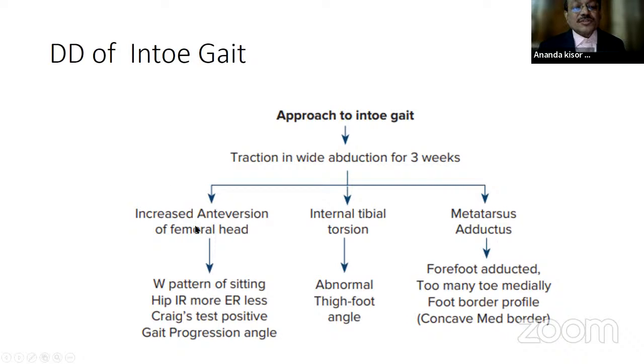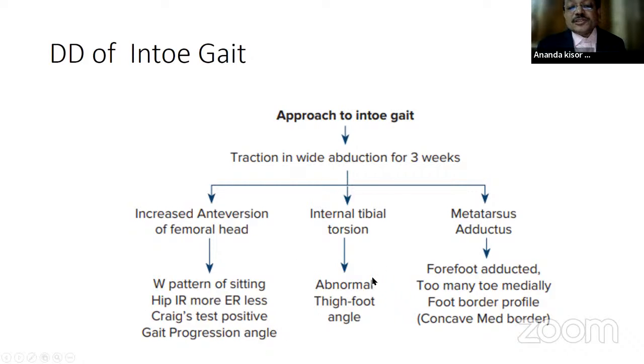Now increased anteversion can be diagnosed as follows. There is the W pattern of sitting, as you can see here. There is more hip internal rotation, increased internal rotation at the cost of restricted external rotation. Craig's test is positive, and the foot progression angle is abnormal.